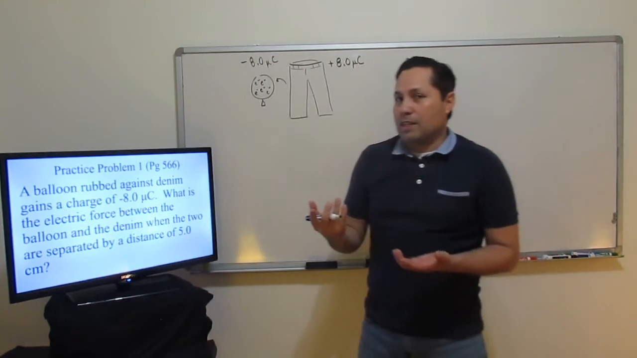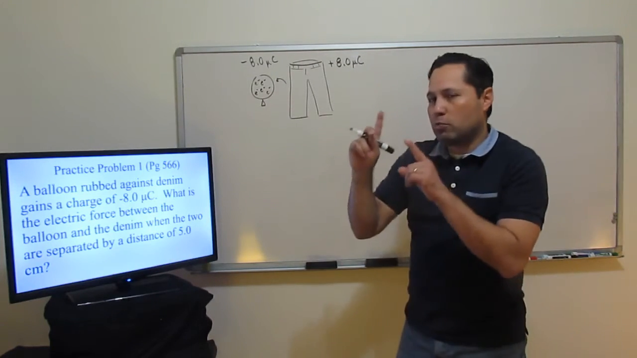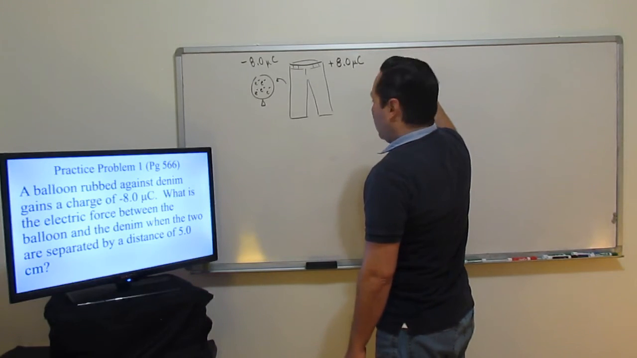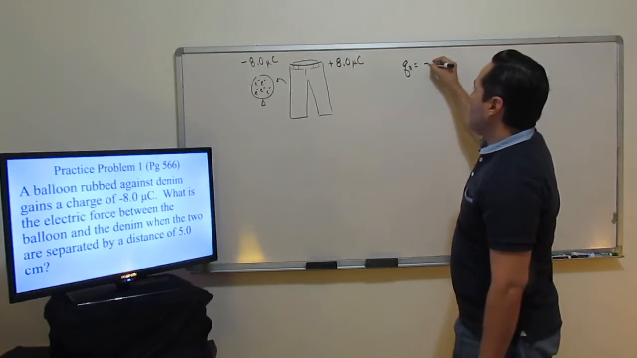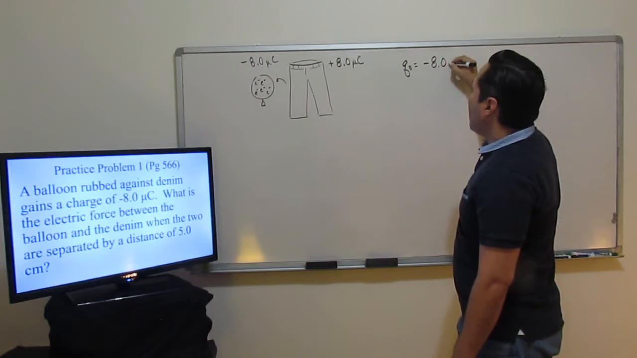Now you've also noticed that it's in microcoulombs. You cannot use that. It's got to just be in coulombs. So how do we change microcoulombs to coulombs? That'll be our first step. So let's start with our charge. So Q for the balloon, I'm going to put a B right there. It's going to be -8 microcoulombs.